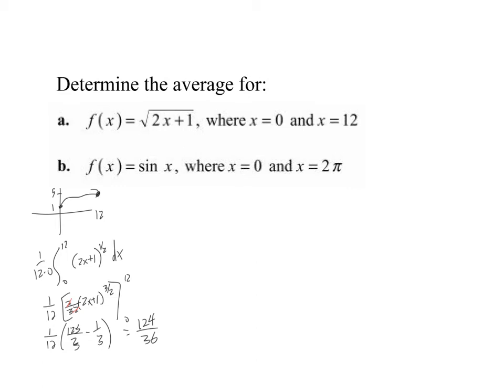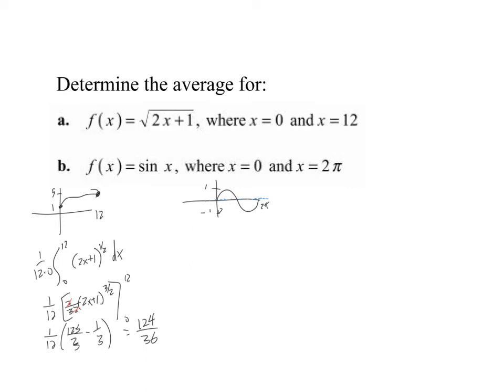Okay, letter B, same sort of thing, except it's a trig graph. So we're looking at a sine curve from 0 to 2 pi. And remember the height is at 1, the lowest height would be at -1. So just by common sense, exactly half of the graph is above, half the graph is below. So the average should be somewhere in the middle.